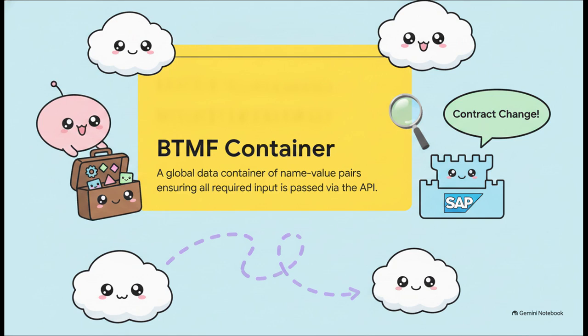The easiest way to think of the BTMF container is like a highly secure briefcase. When an external system basically says, hey, I need to change this contract, it packs all the necessary technical parameters into this global data container. That briefcase is then carried right into the SAP framework, ensuring the change process has all the exact, perfectly formatted inputs it needs to execute.